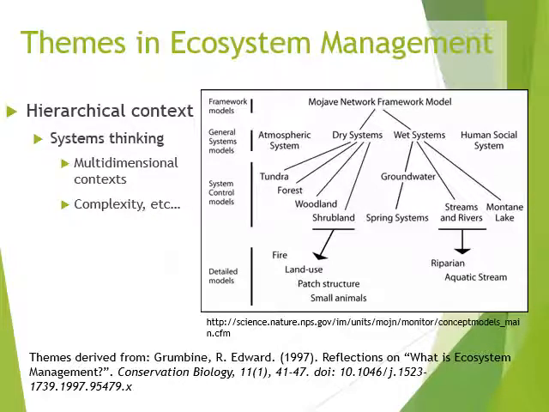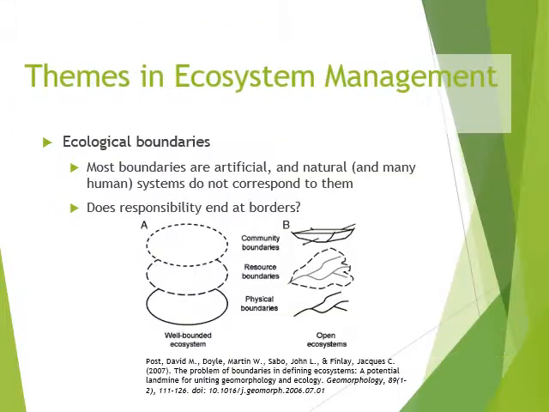Themes in ecosystem management, and I'm going to run through these quickly. Again, systems thinking, hierarchical contexts. So systems have subsystems, which themselves have subsystems, and all of that is contained within wider systems or the environment. Ecological boundaries. So we need a way to understand where the system is bounded, both in time and in space. So this is kind of a scoping thing. You need to decide where the boundaries around the problem are that you're going to be working with.